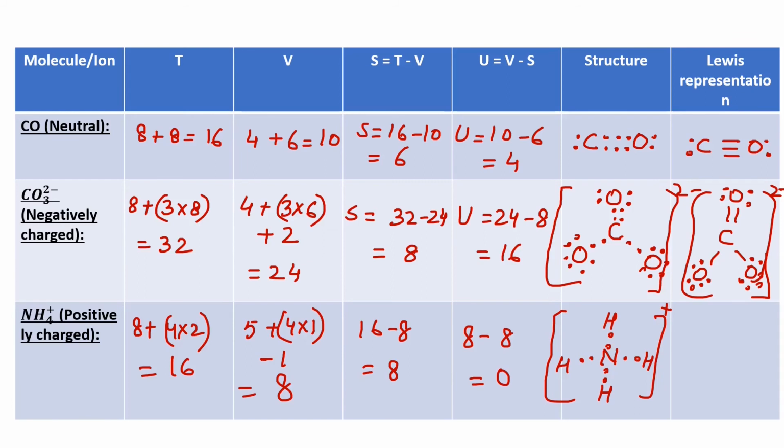And when we need to draw the Lewis representation, we will do it as nitrogen, hydrogen, and then hydrogen, hydrogen, hydrogen, and then a positive charge on the outside. So this makes the Lewis representation for this ammonium ion. So like this, we can draw the Lewis representations for various molecules.